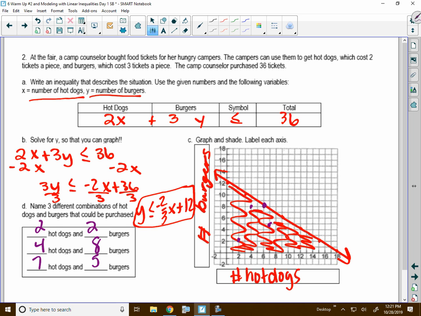Could we do 0 hot dogs and 12 burgers? Absolutely. That's a really good question. She said, can we do 0 hot dogs and 12 burgers? You bet. It's great. You could even do 0 hamburgers and 18 hot dogs. Awesome question. Okay, any other questions for me?